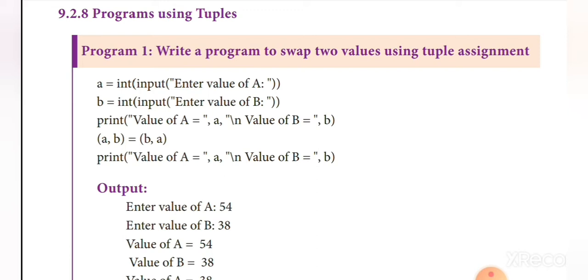For example, in the starting we store the value a equal to 5, b equal to 10. So what output can we get? a equal to 10, b equal to 5. That is, we are interchanging the values of a and b. Swap means interchanging the values of the variables.